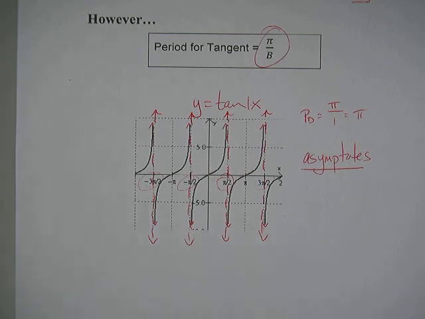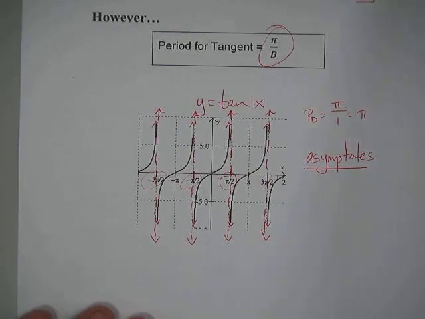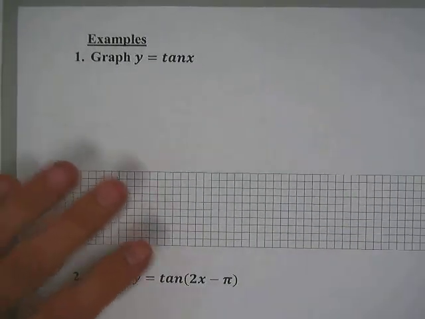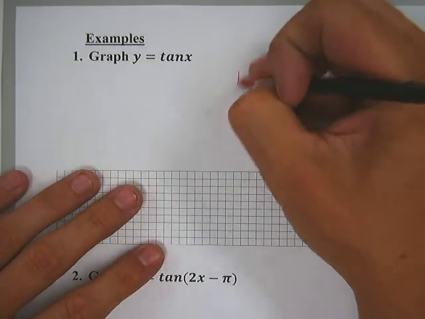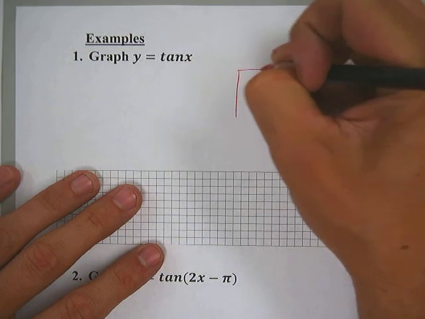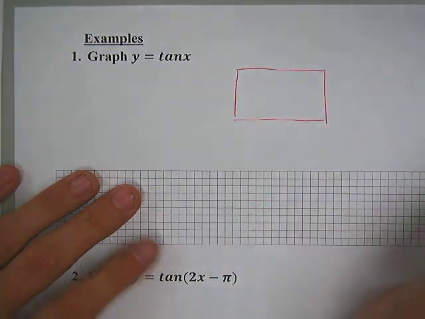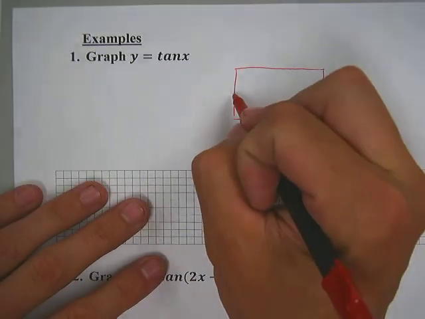So this graph, like I said, is incredibly different than sine and cosine. But the nice thing is when we work on that box, using our box method, the way we go about it isn't a whole lot different. So let's just again start with the most basic graph, y equals tan x. So I'm going to start with the box. Now we're going to do a few things different to it.